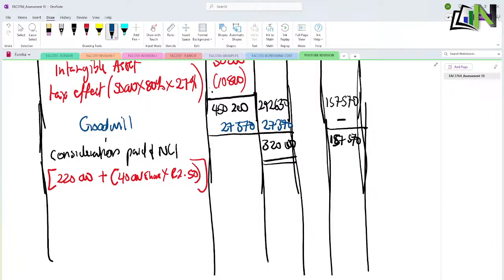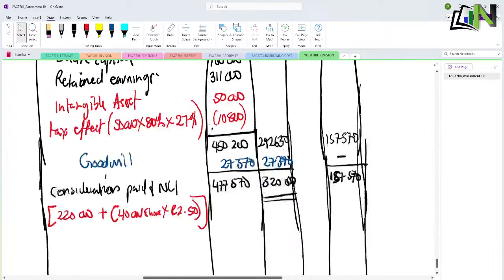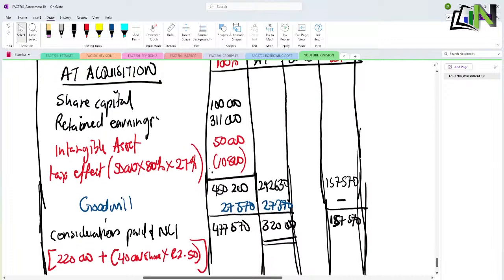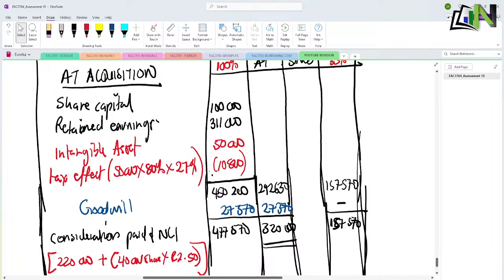Then to my total column, it's now going to give me 477,570. I just added the two to get the total. So at acquisition, that's what we're basically doing. When I calculate, is this investment worth it? What you are paying versus what you are receiving, and if there's a goodwill, account for goodwill. If there's a gain on bargain purchase, also account for that.